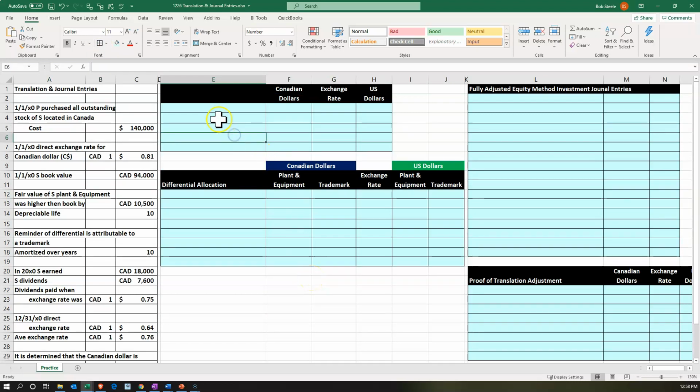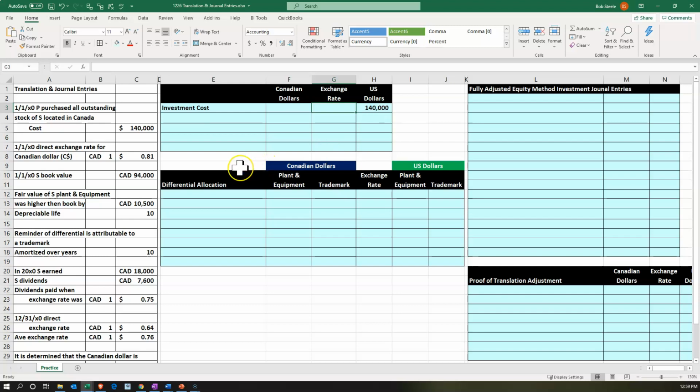So let's start with our worksheet up top. We're going to start off with the investment cost. Now I'm going to have the Canadian dollars, the exchange rate, and then the dollars. The investment that we put in place, we have in US dollars here, the 140,000. So I'm going to be picking up the 140,000, and then I'm going to pick up the exchange rate that happened at this point in time.